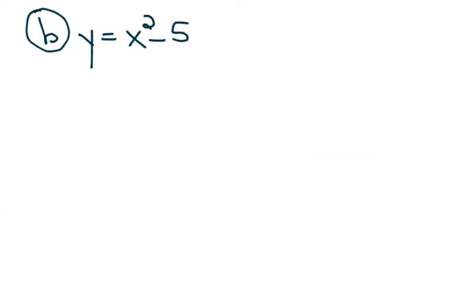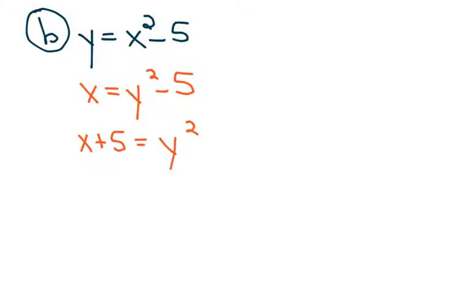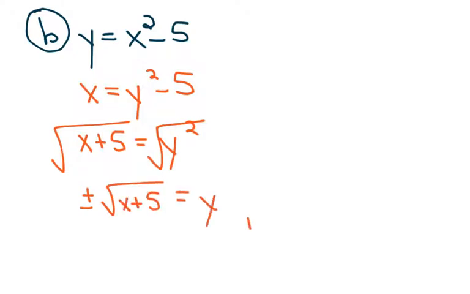Now let's do it again with something that's nonlinear. Part A was linear. This is quadratic. So in order to solve for the inverse, the way the book does it is it switches x and y, and then it solves the equation for y. So they would add 5, and then they would square root both sides. But because it's an equation, I told you that you need to stick the plus or minus sign in front of the radical.